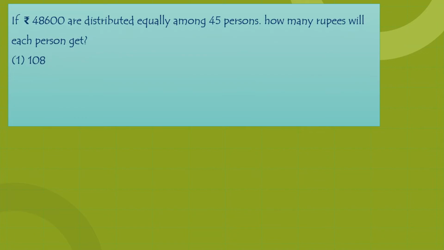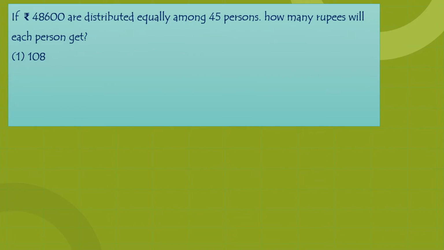If rupees 4,86,000 are distributed equally among 45 people, how many rupees will each person get? 108, 180, 1,080 or 1,008.